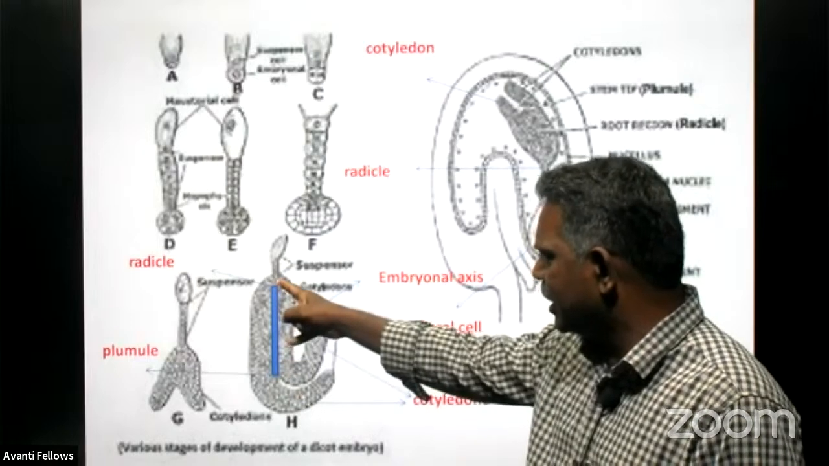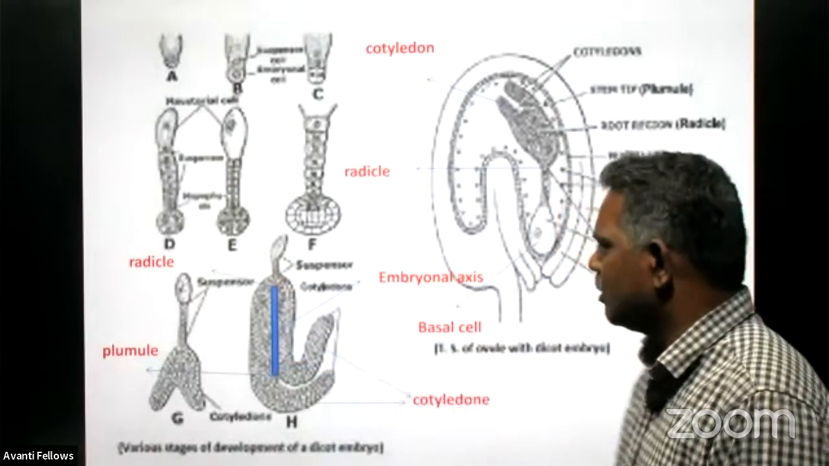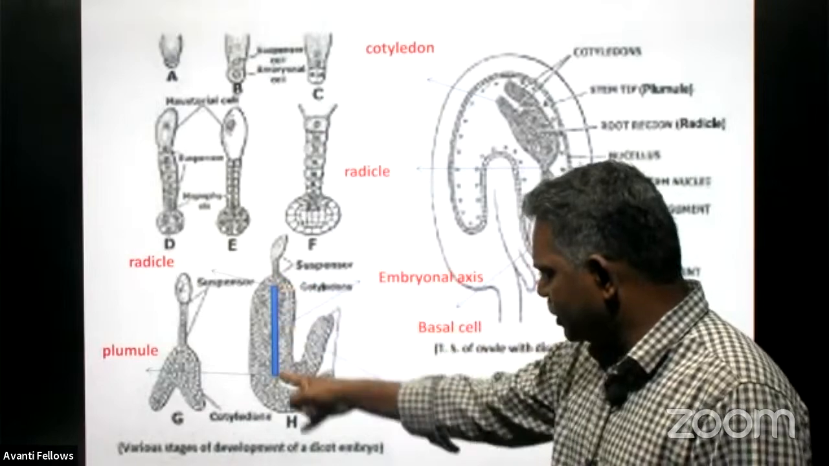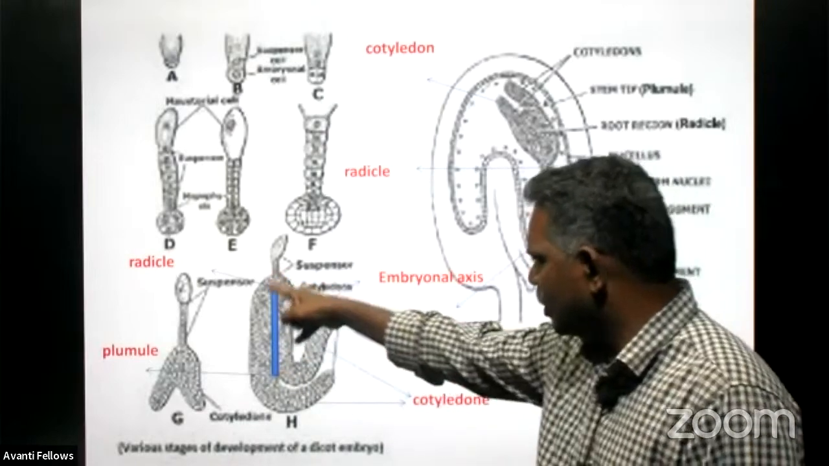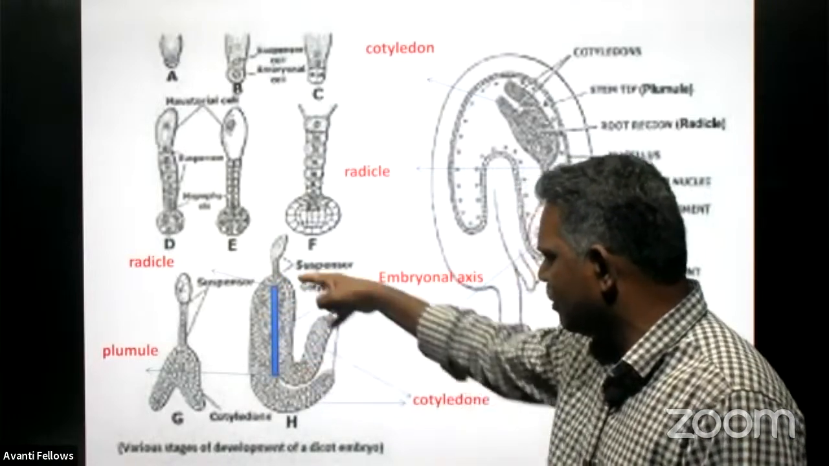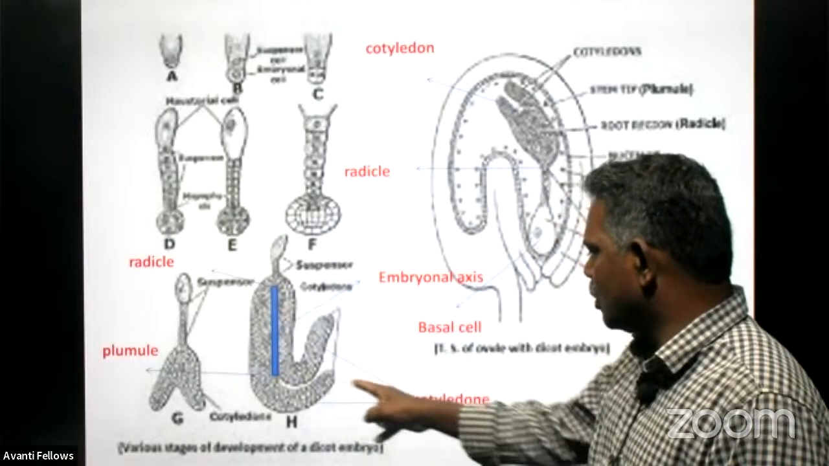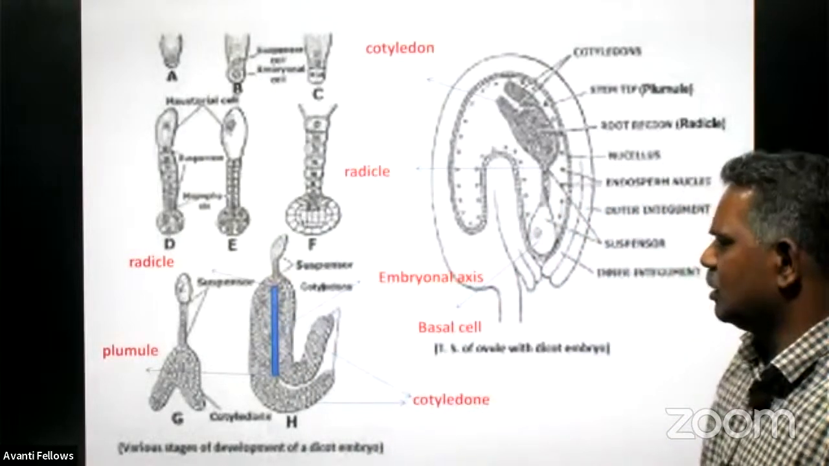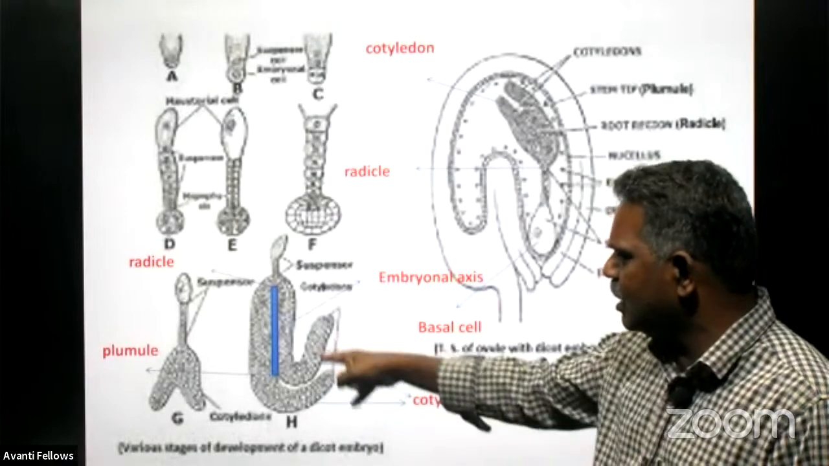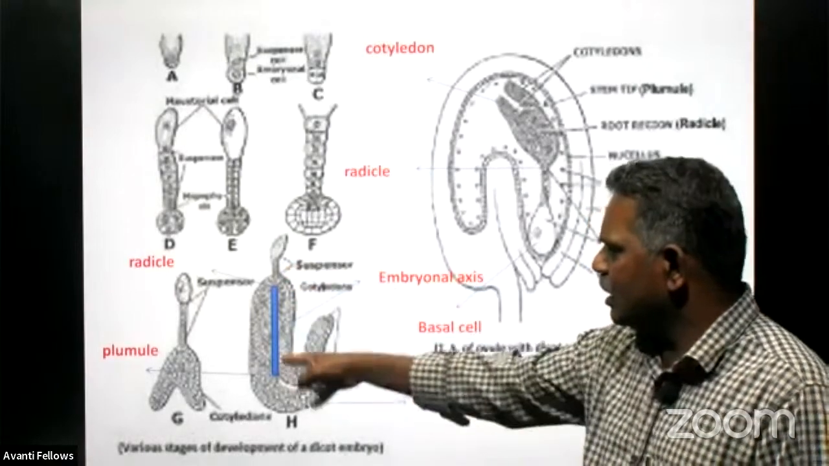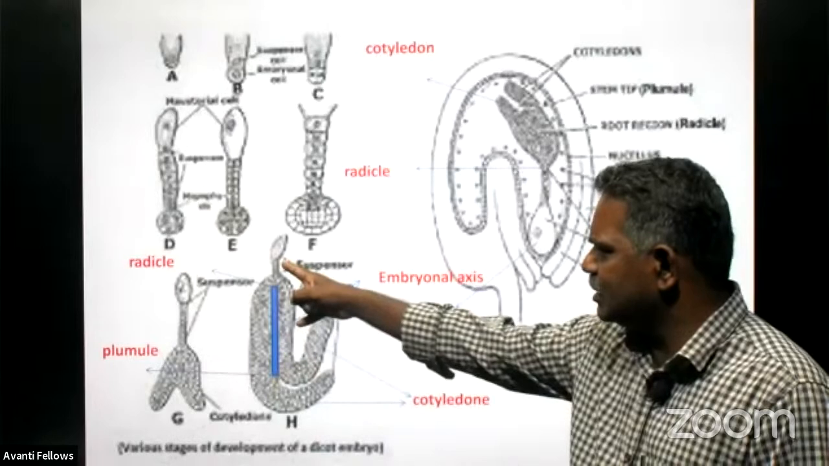One is the radicle, and the other is the plumule only. And this structure is collectively called the embryonal axis, with the two cotyledons. These are the cotyledons, and this is the embryonal axis.